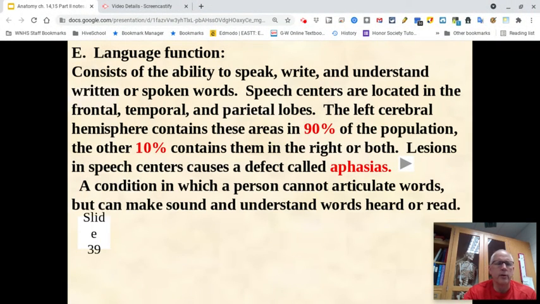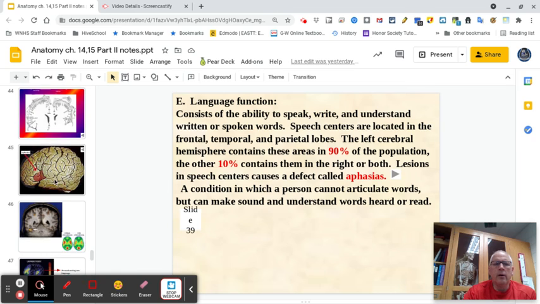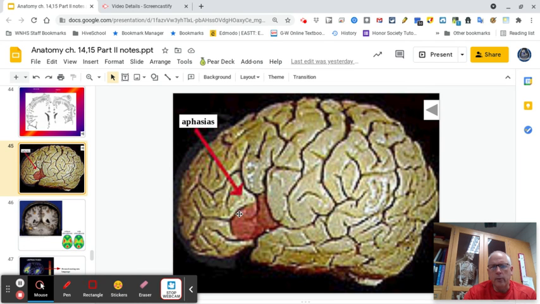Okay, I think I have a picture of that. I'll show you real quick. There's your picture. It's just in this little red area right here. Okay. Hopefully that makes sense.